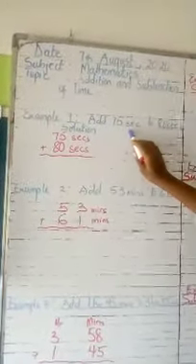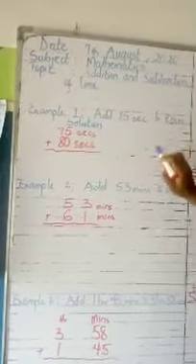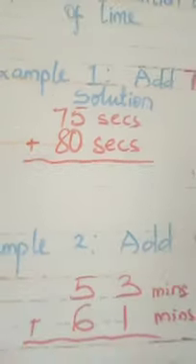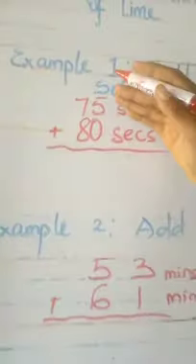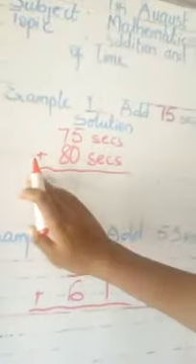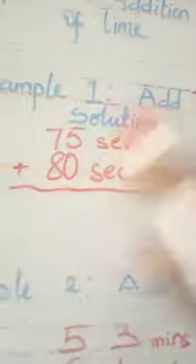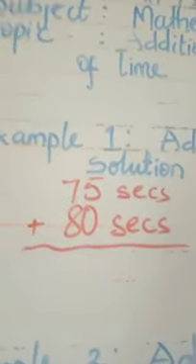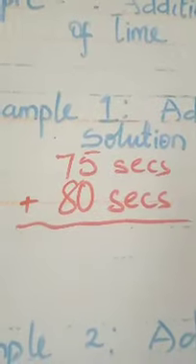Now the first one says add 75 seconds to 80 seconds. Very good. Now we are going to add them. You see, I've already stated them and I have put my plus sign. Please always put the sign so that you would know what you're doing. If you leave out the sign, you might at a point forget what to do.